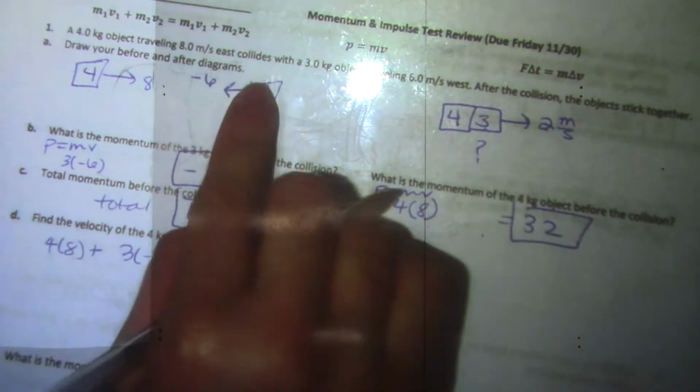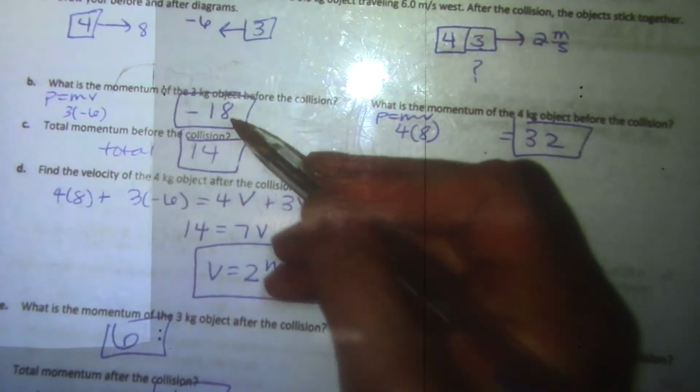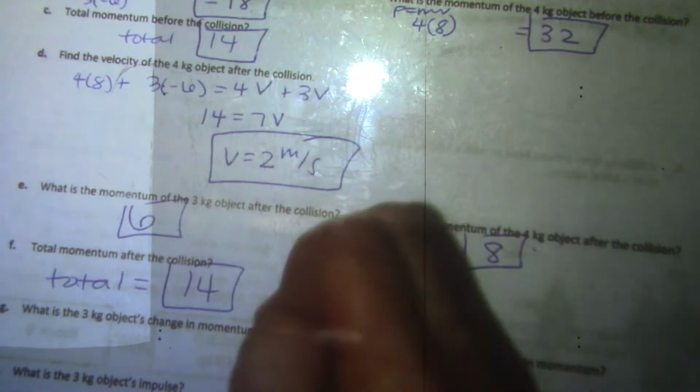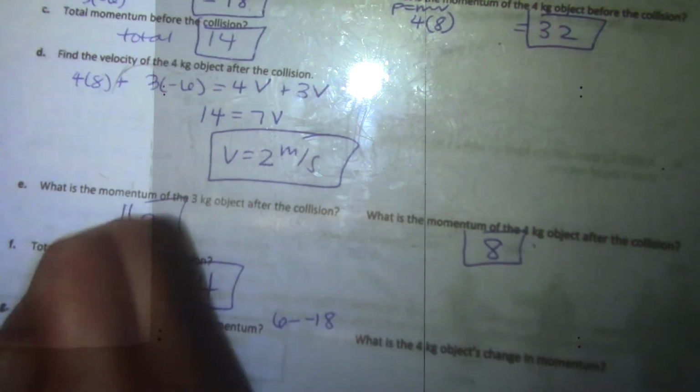Now, what is the 3 kilograms' change in momentum? Well, the actual object, its momentum has changed, obviously, right? It's going 6 this way, now it's going 2 this way. How much did it change by? There are 2 ways to do this. We can say, okay, it was negative 18 and now it's 6, and do final minus initial. Minusing a negative would be plus, so that would be a change in momentum of 24.